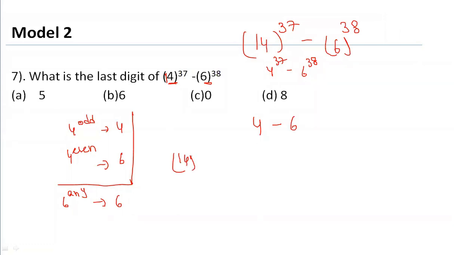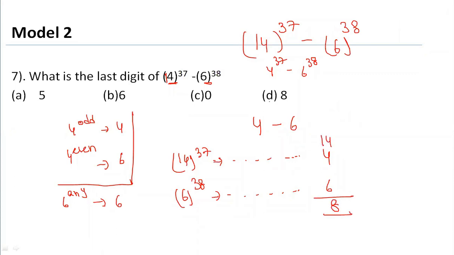Actually, we are solving for 14 power 37. We'll get a big number, and at the end we'll have 4, and we are solving for 6 power 38. We'll get a big number, and this will end with 6. Generally, whenever subtraction is not possible, we'll take a borrow and make it 14. 14 minus 6 is nothing but 8. So the units place is option D, 8.